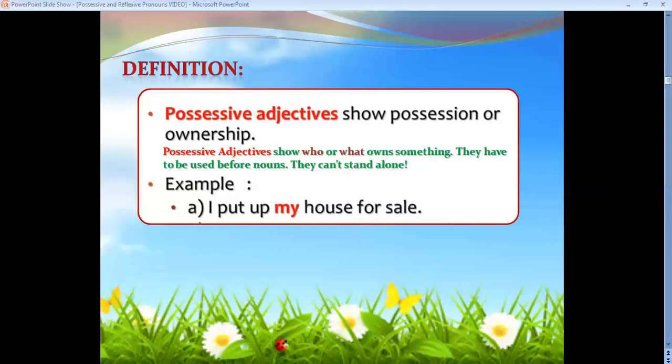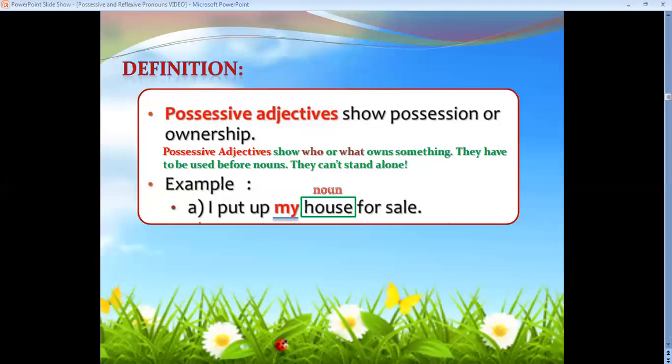Let's read the example. I put up my house for sale. Where is the possessive adjective? My, right? Yeah. What do I have after my? I have the word house. What is it? Is it a noun? Yes, it is. So I have to use the possessive adjectives, but under one condition. When I use them, I have to use them before nouns.